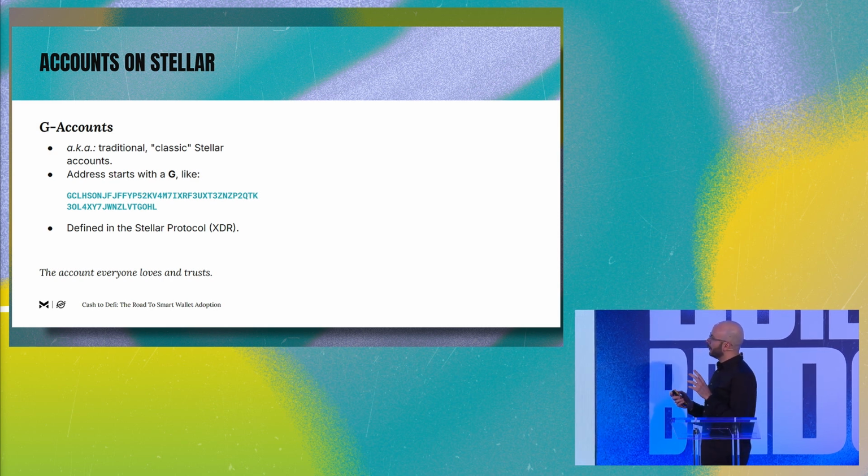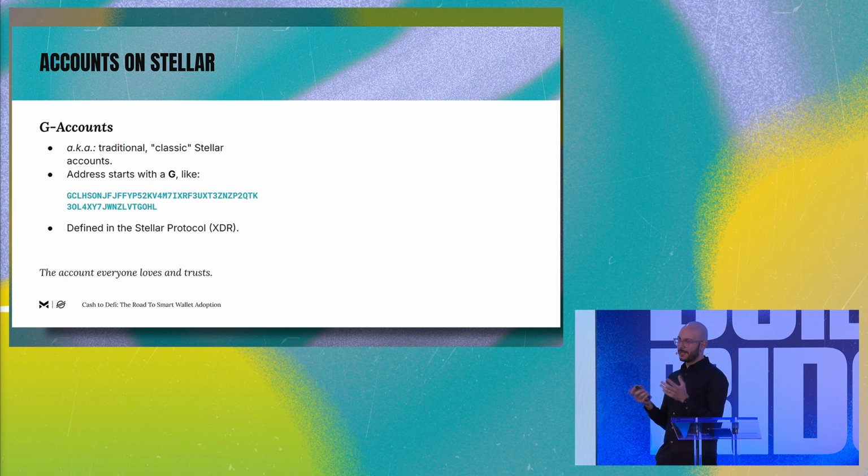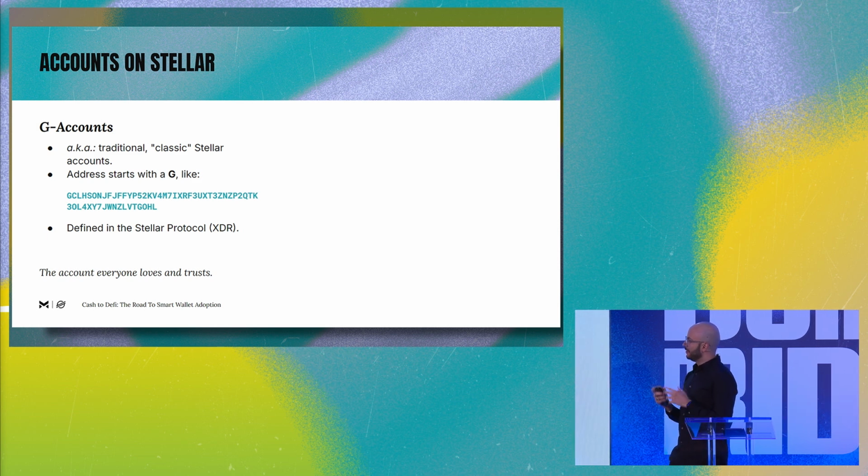But we've always had accounts in Stellar, right? And I'm calling what we refer to as traditional or classic, if you will, Stellar accounts, G accounts. Those are the accounts that have been around for 10 years. They look like that in terms of their address, right? It's that G address that you've probably seen multiple times if you've built in Stellar.